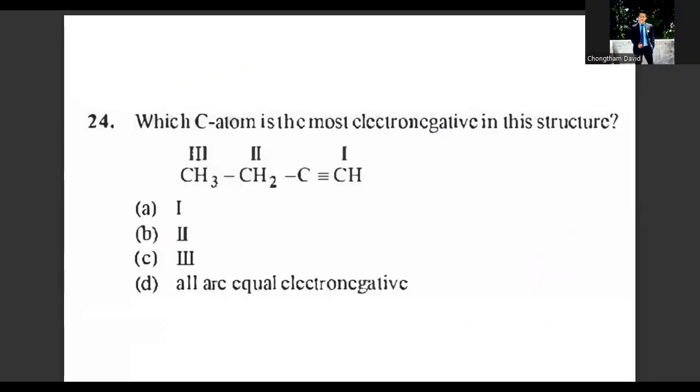See, this structure 1 carbon is an sp hybridized carbon, and this is more electronegative than sp2, then more electronegative than sp3, because as p character decreases, the electronegativity increases, and hence option A is the correct answer for question 24.